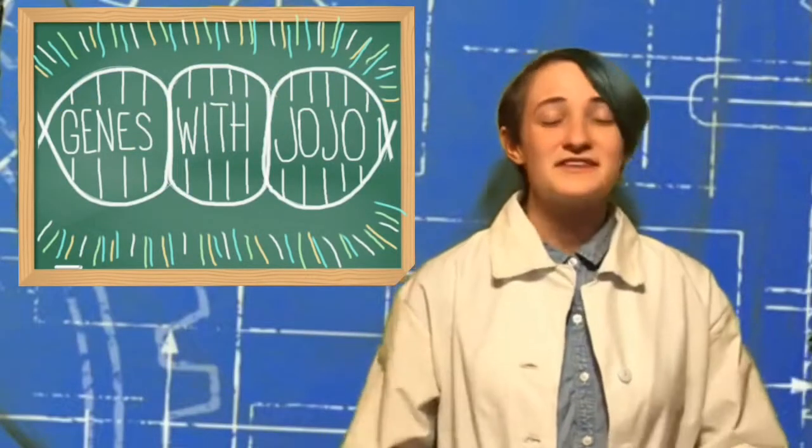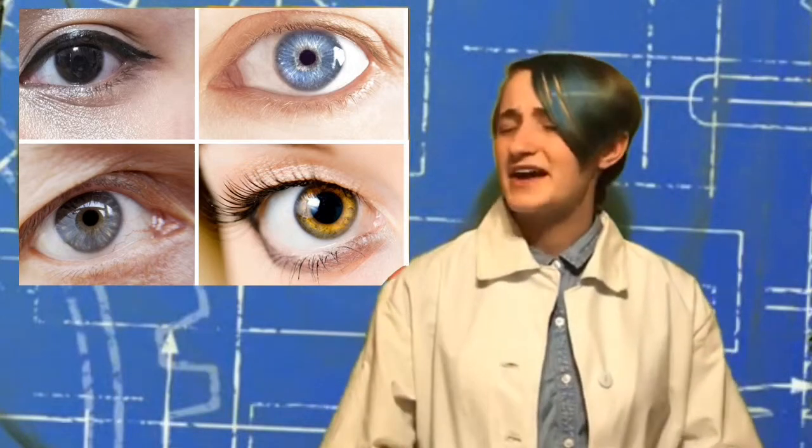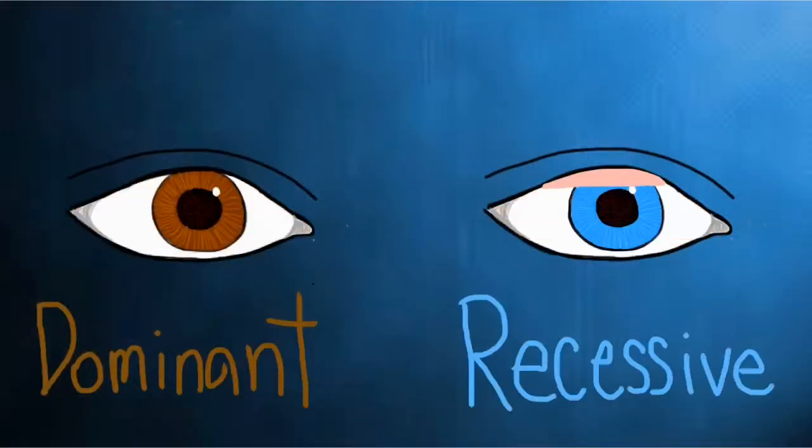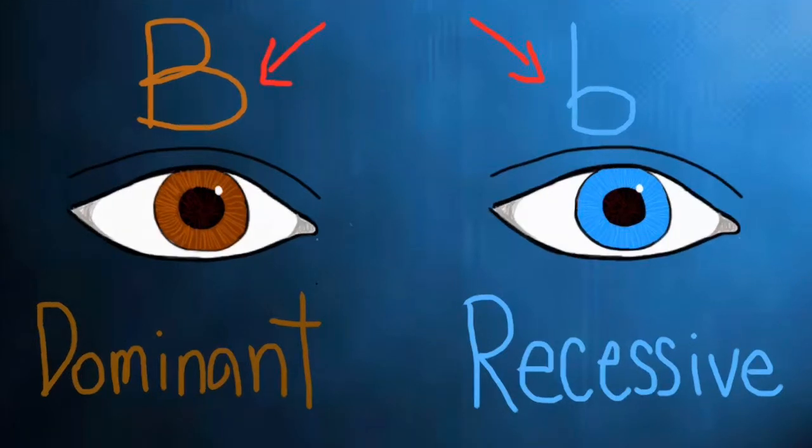For an example, let's look at the classic example of eye color. While many genes actually contribute to eye color, let's pretend for this example that only one gene controls the color of your eyes. The gene for brown eyes is dominant to the gene for blue eyes. Dominant genes are written as capital letters, while recessive genes are written as the same lowercase letter. For eye color, that would be capital B brown and lowercase b blue.